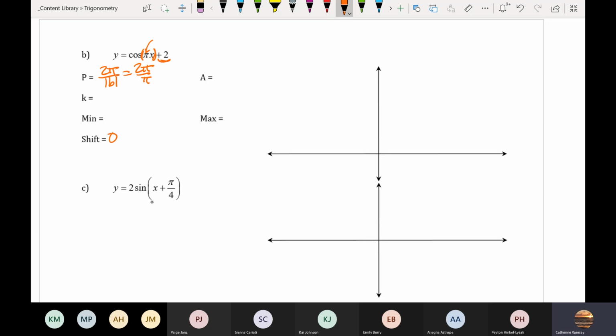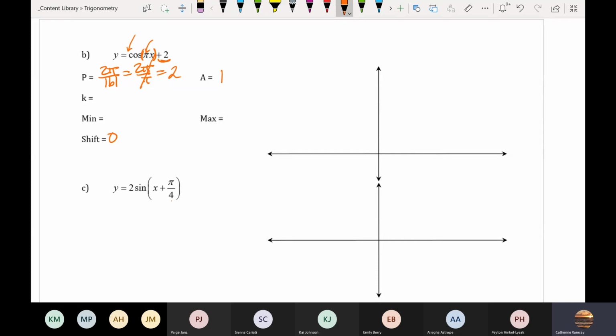Sometimes if they don't have brackets, like if you can see the c, a lot of times they only put brackets when you have a shift. The +2 is the vertical shift, not the horizontal shift, okay? So the pi's cancel, and we get 2 as our period. And if it doesn't have anything for a number there, it's understood that the amplitude is 1.